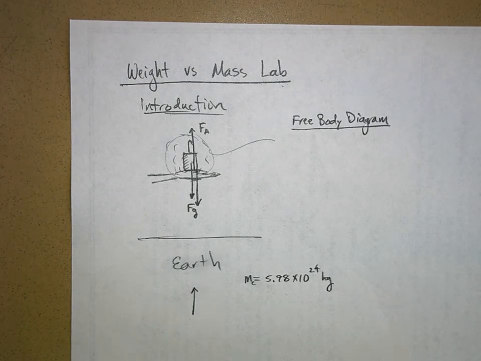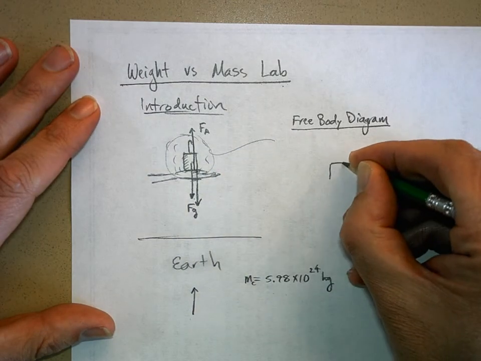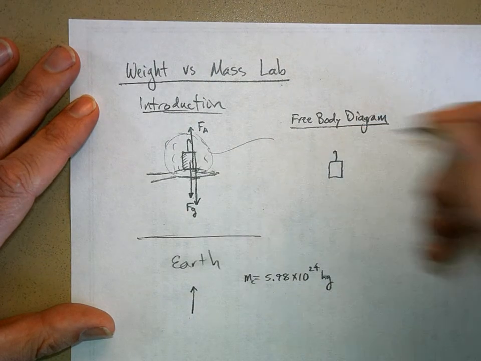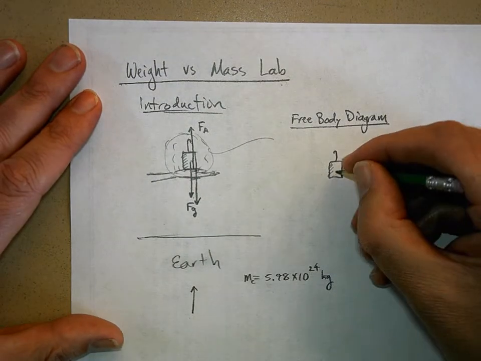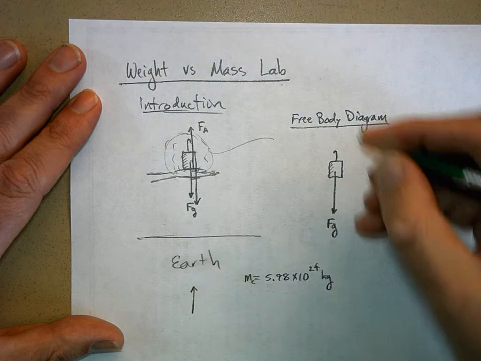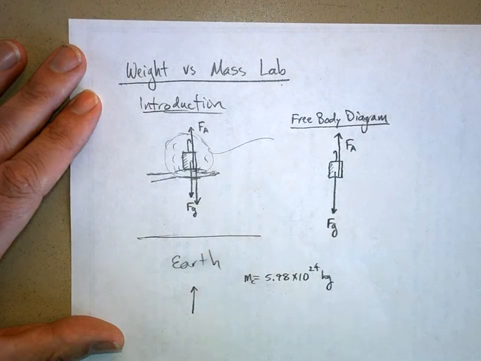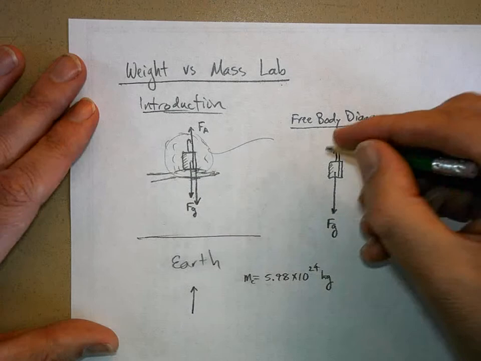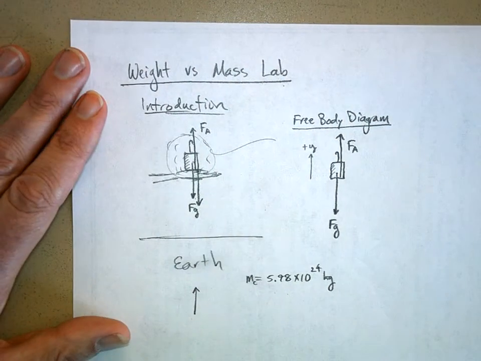So what is a free body diagram? Well, you take the object and you just draw the object and the forces acting on it. So here's my 500 gram mass. And I draw the forces acting on it. Here's the force of gravity. Here's my applied force. Now, I'm going to say that up is positive. I'm going to call it positive y. This is the y direction.